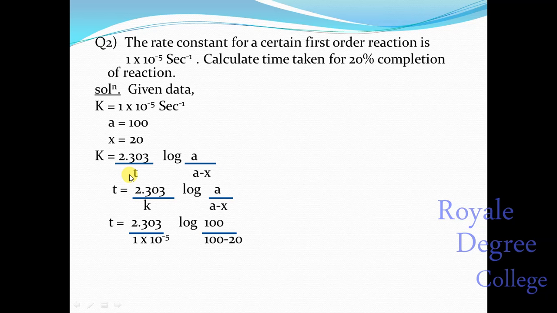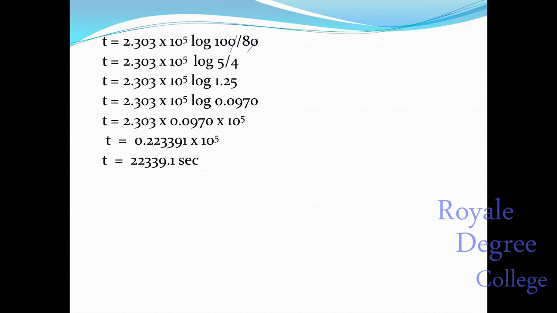Now we are rearranging this equation. Why? Because we don't know the value of t. So we are bringing t to the other side, and k will go to the denominator. So t will be equal to 2.303 by k into log A by (A minus x). Now in place of k we are writing the value of k, which is 1 into 10 to the power minus 5, and A is 100 and x is 20. Then in the next step we are substituting the value 100 minus 20, what you will get? 80.